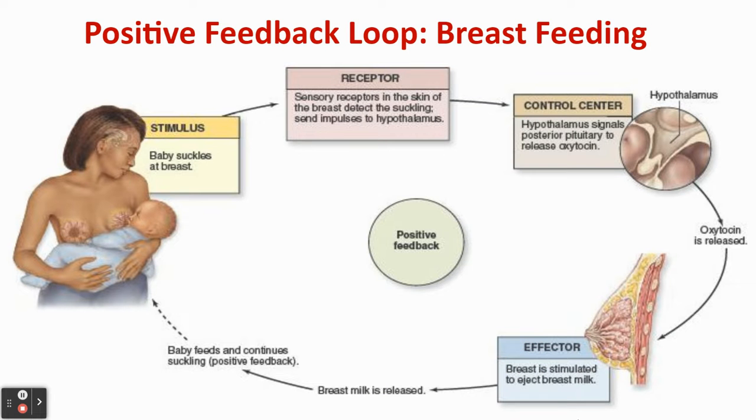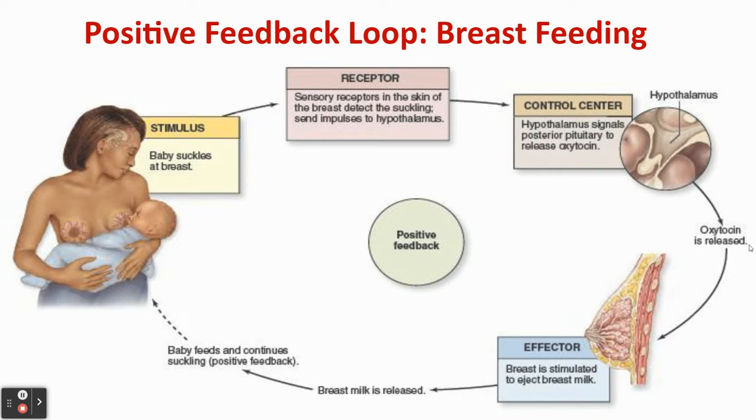Okay, positive feedback loops. Breastfeeding is one. Again, this would be the example like in the furnace where it keeps on getting hotter and hotter and hotter. In this particular case, the baby will suckle at the breast of all mammals. That is the stimulus. Sensory receptors in the skin and breast detect that, send impulses to the hypothalamus.